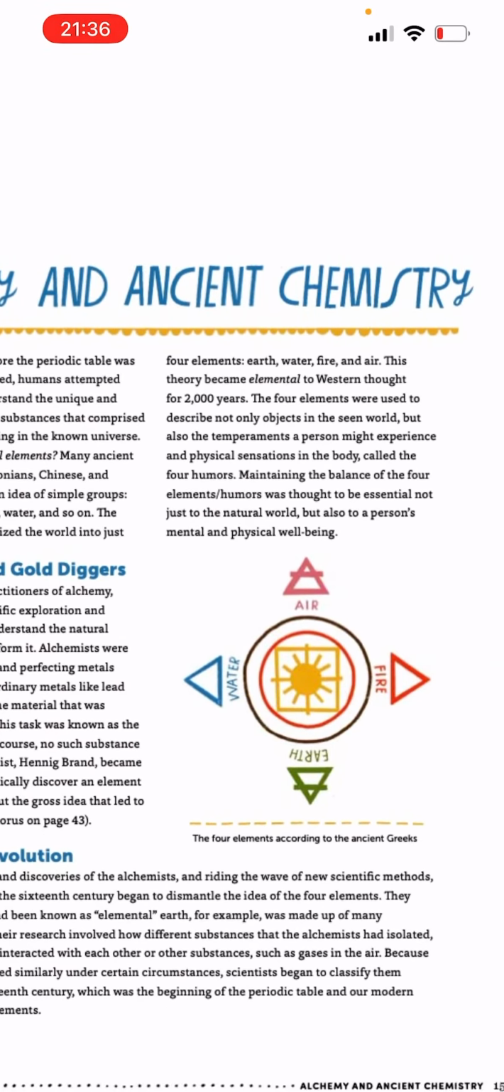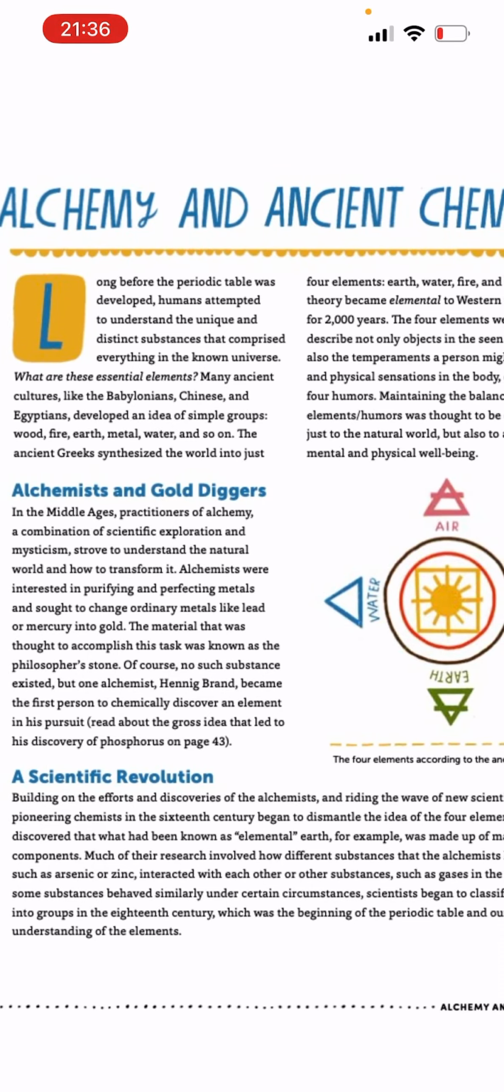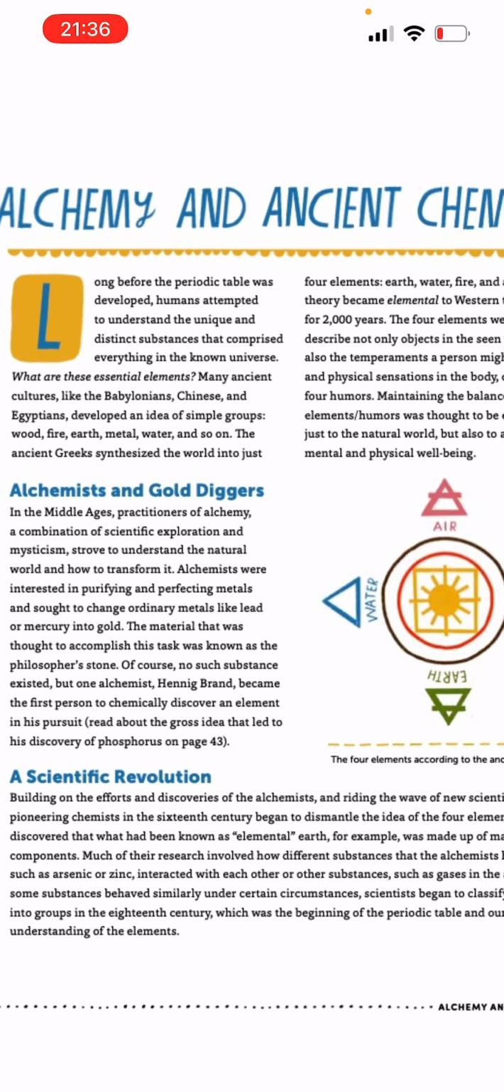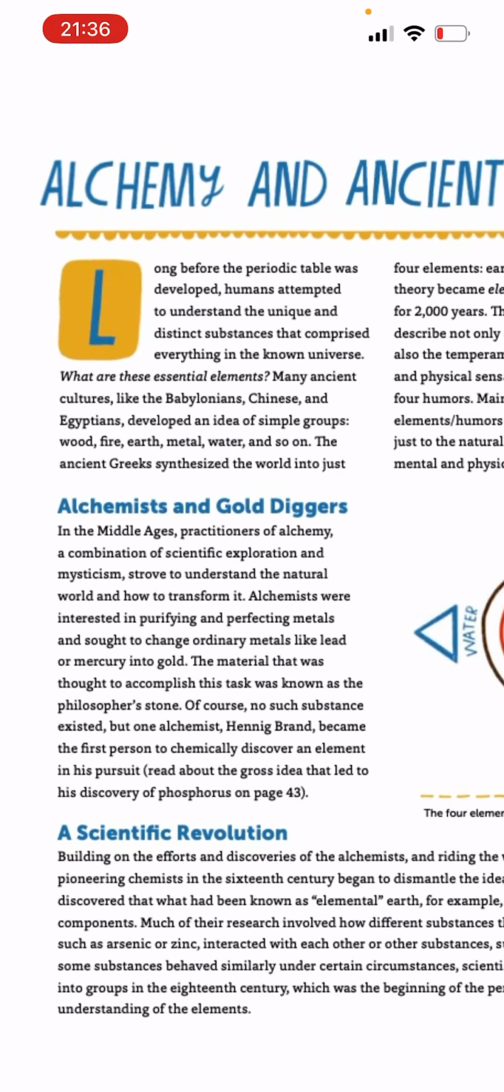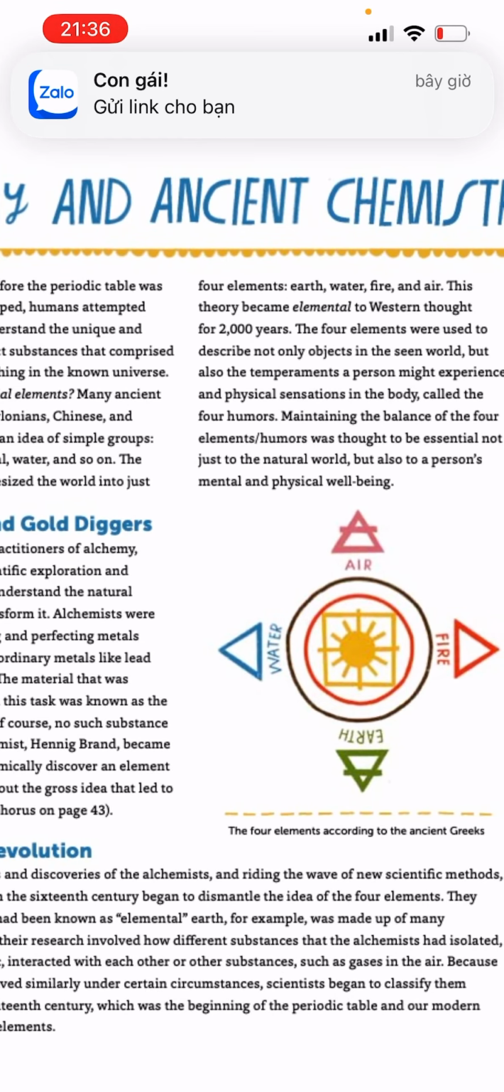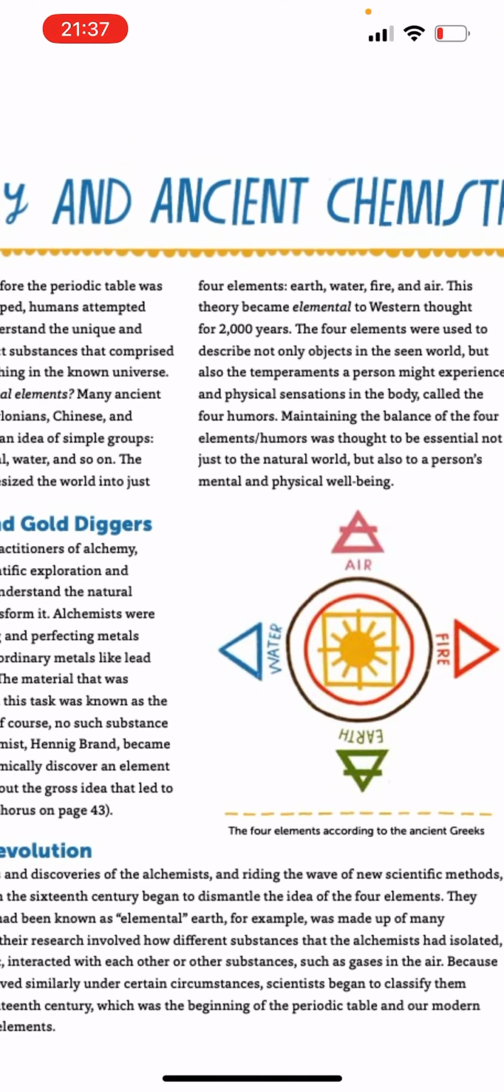Alchemy and ancient chemistry. Long before the periodic table was developed, humans attempted to understand the unique and distinct substances that comprise everything in the known universe. What are the essential elements? Many ancient cultures, like the Babylonians, Chinese, and Egyptians, developed an idea of simple groups: wood, fire, earth, metal, water, and so on. The ancient Greeks synthesized the world into just 4 elements: earth, water, fire, and air. This theory became elemental to Western thought for 2,000 years.